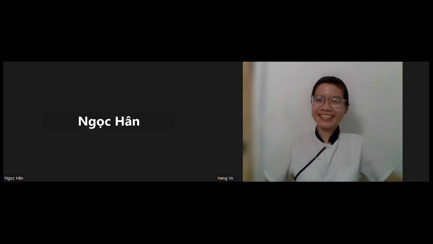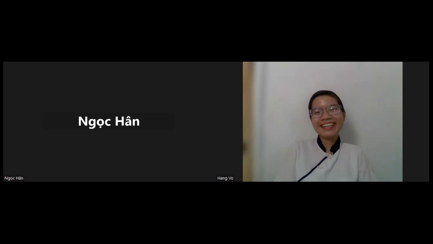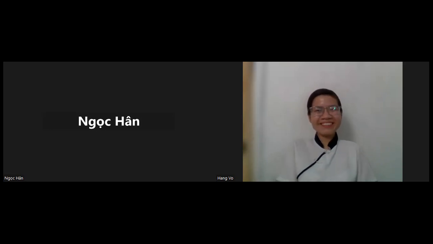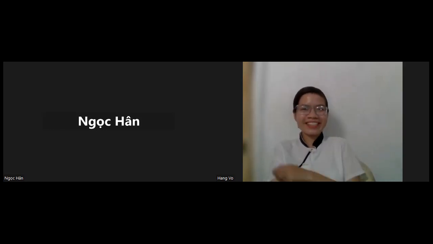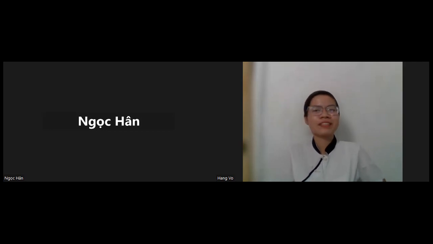Okay. I see your shirt looks like Chinese, right? Or it looks like the clothes of people who go to pagodas, right? But not really. It's just how it looks, the style, how it was designed.